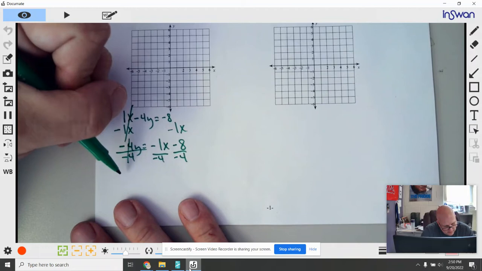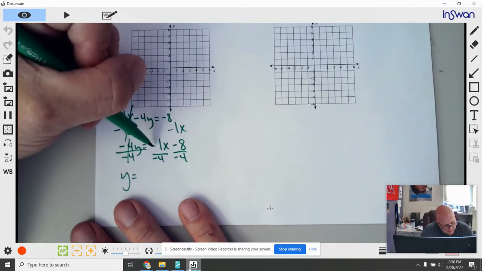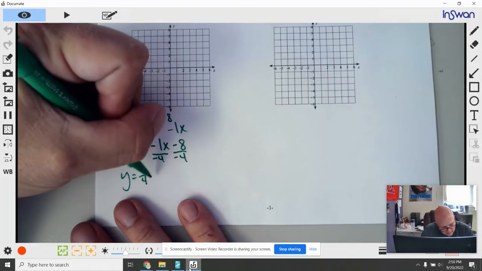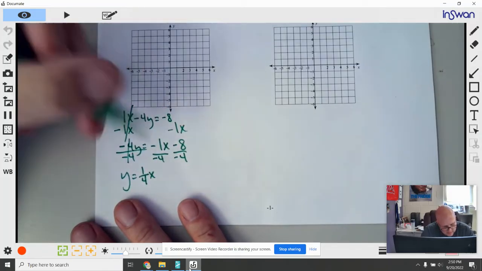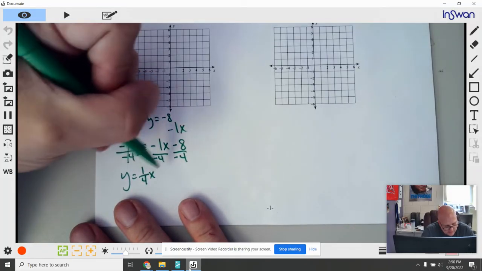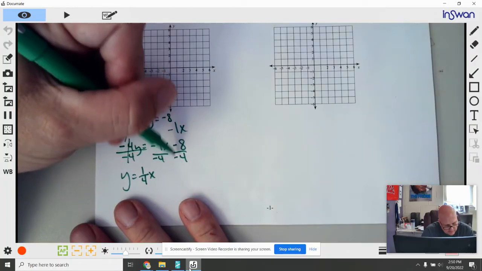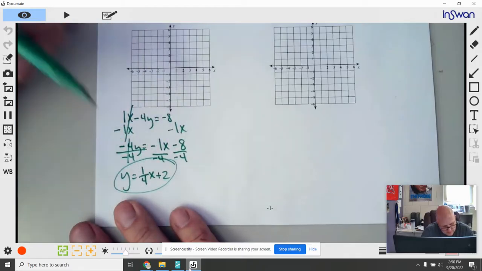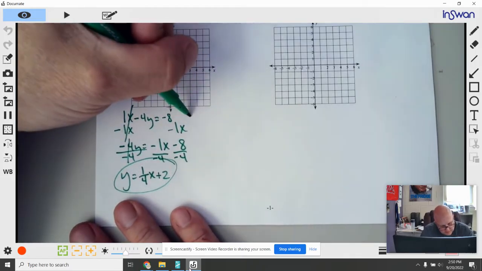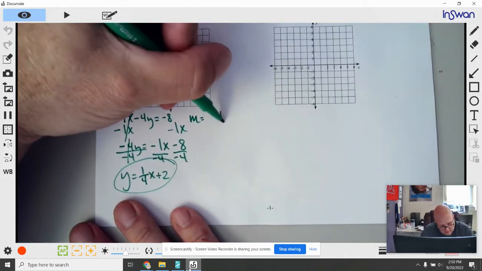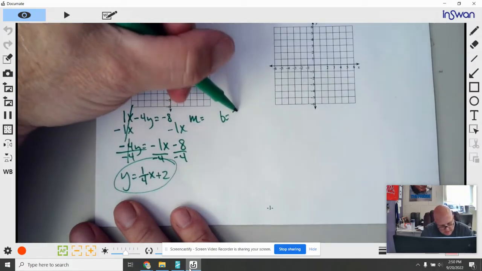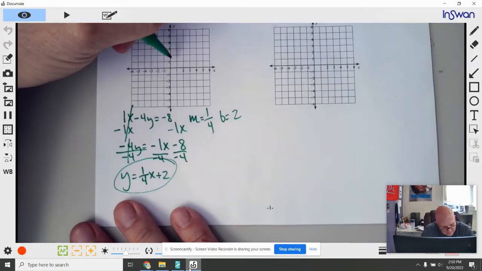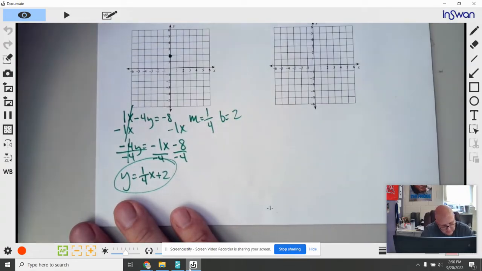That cancels. You get y over here. Those negatives cancel themselves out. So that's really 1/4 x. 1x over 4 is 1/4 x. And those negatives cancel out, leaves you positive 2. So it's y equals 1/4 x plus 2. Okay, we're going to write m equals b equals. So my b is 2. My m is 1/4.